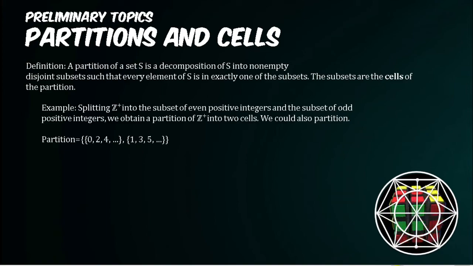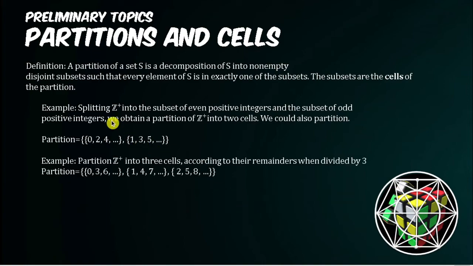Let's have an example. Splitting means partitioning. So we have this set, the set of the positive integers. We want to split it, or partition it, into a subset of even positive integers and a subset of odd positive integers. So we obtain a partition with two cells. This is the corresponding partition of the set of positive integers into two. One cell has the even numbers, and the other cell is comprised of the odd numbers, elements of Z plus, the positive integers.